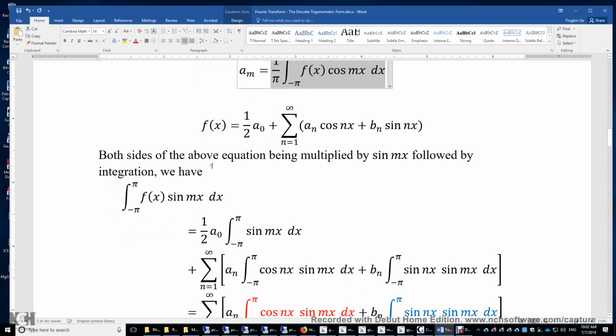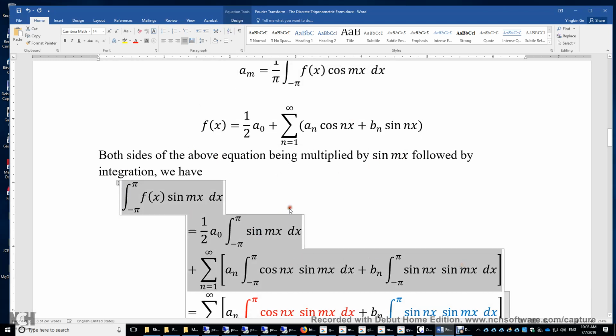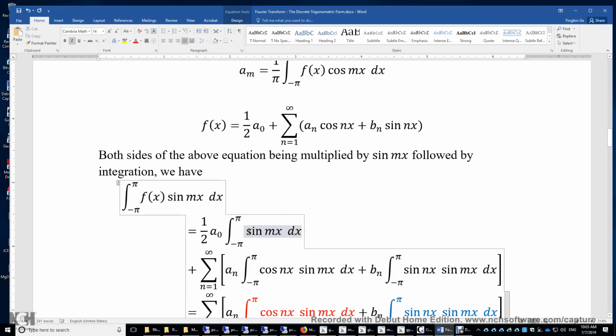All right, now let's determine the expression of b sub n by first multiplying both sides by sine mx, and then followed by integration. We have this expression here. So first, let's integrate this part. This part is 0 because the integral of sine mx is negative cosine mx over m. And then cosine functions are even functions. So if you plug in negative pi or pi, you get the same value for that cosine function. So therefore, this integral is 0.